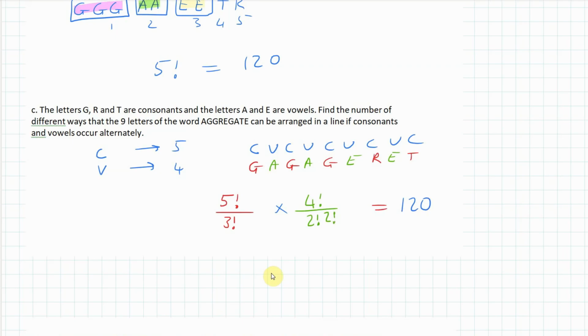Okay, so for every 5 factorial divided by 3 factorial ways that I can arrange my reds, then for each of those, there's 4 factorial divided by 2 factorial divided by 2 factorial ways that I can arrange the greens. So altogether, to find the total ways, I multiply those.